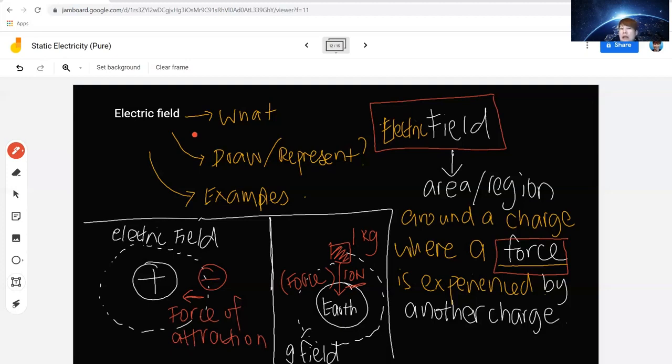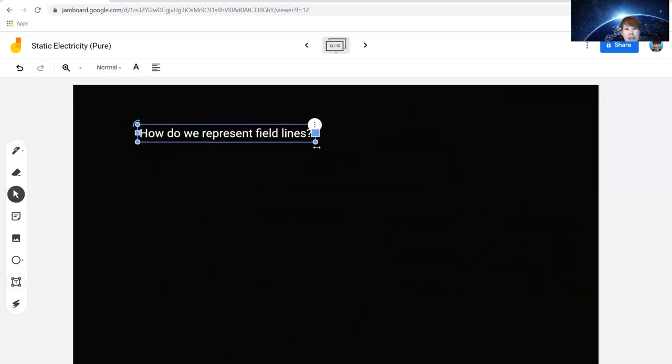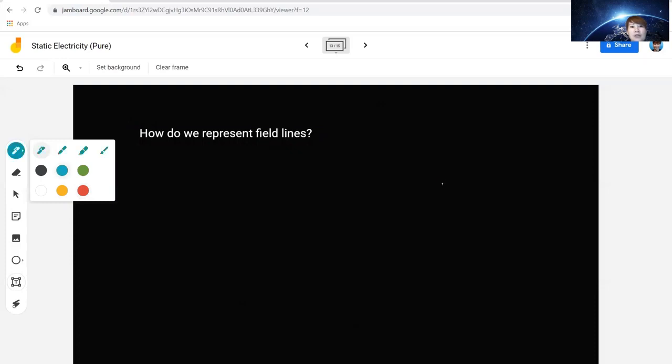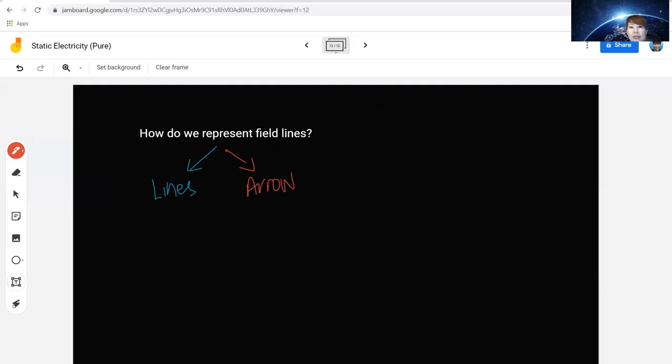Now, how do we illustrate? How do we draw this invisible field? In the scientific community, this is how we represent field. How do we represent the presence of field? There are two things you need to include. The first thing is you use lines to represent it, which we will see in a while. Number two, you use an arrow to represent the direction. What direction, you would ask? This arrow direction represents the direction of force on a positive test charge.